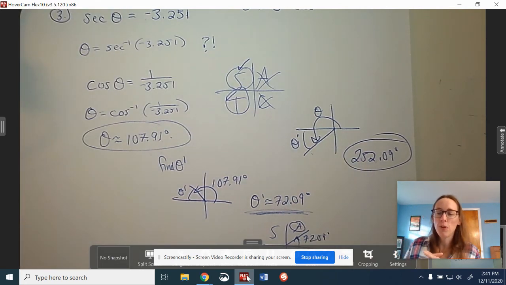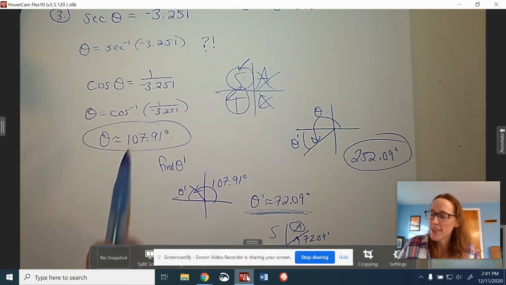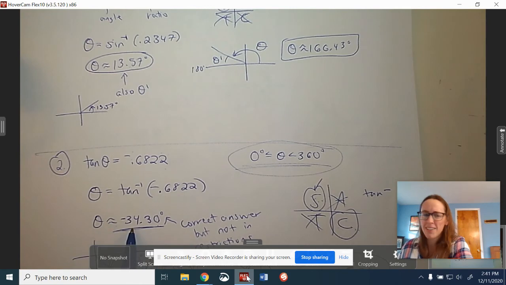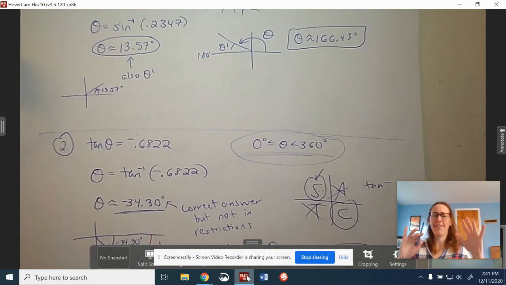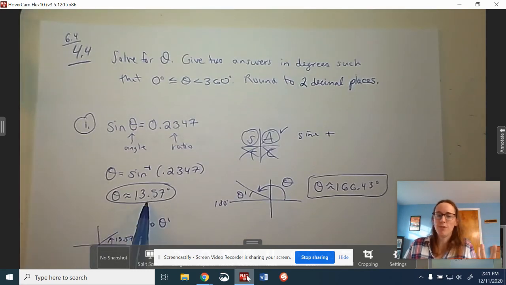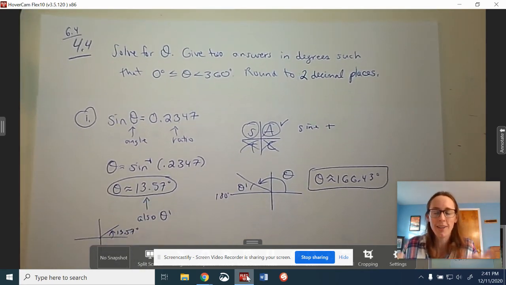Usually we do a few more and have some for homework, but we're probably going to go ahead and move on in the next lesson. And again, kind of a weird topic because sometimes the calculator gives you an obtuse angle. Sometimes the calculator gives you a negative angle that you're not allowed to use as an answer. And then sometimes the calculator just gives you an acute angle like you would want.